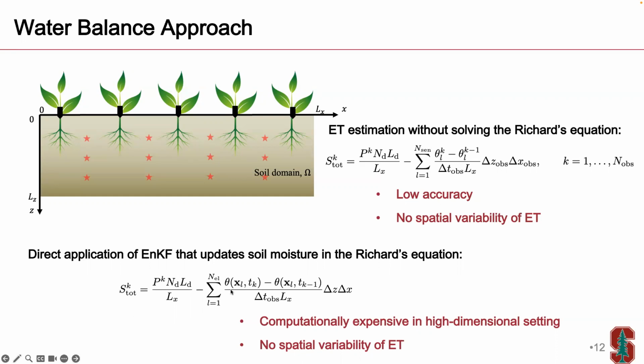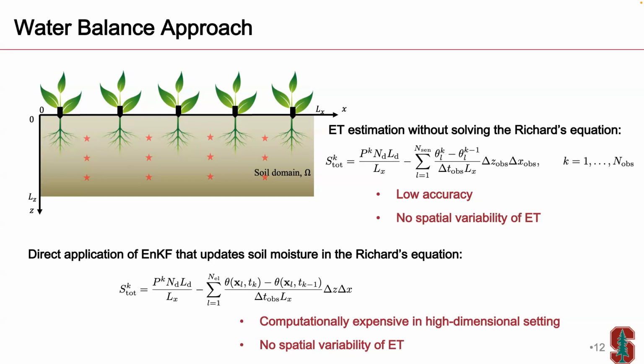And this approach is more accurate, but it is very computationally expensive in a high-dimensional, like 2-dimensional or 3-dimensional setting, because it solves the expensive Richards equation in the 2-dimensional and 3-dimensional soil domain. And still, we cannot resolve the spatial variability of the evapotranspiration rate.